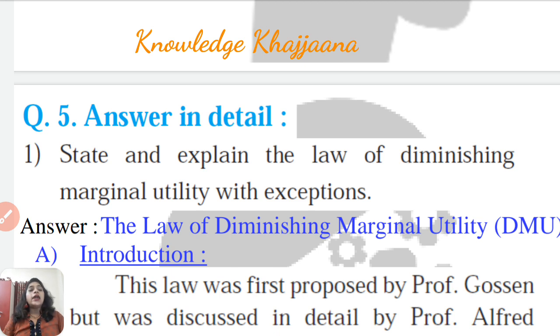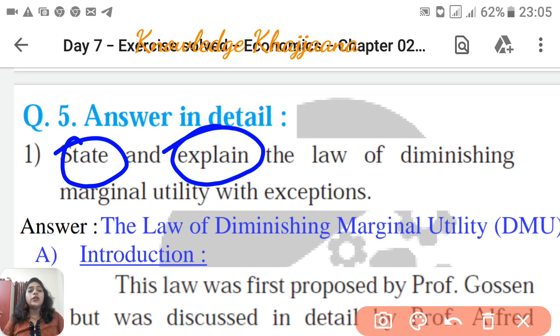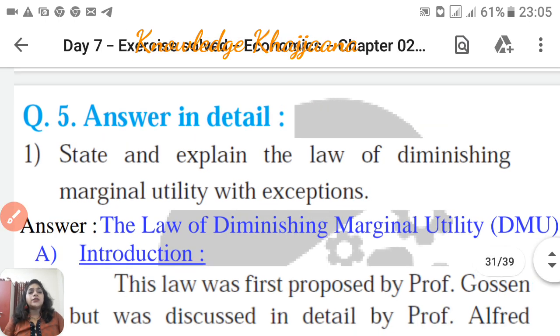State and explain means you have to state the law of diminishing marginal utility, then explain it, and then give its exceptions. You have to answer 3 sub questions in this one question. That's why it is asked for 8 marks. Now let's see how to solve it, how to write its answer.